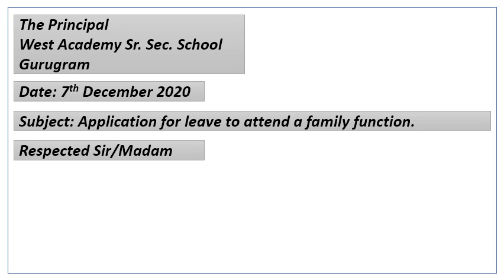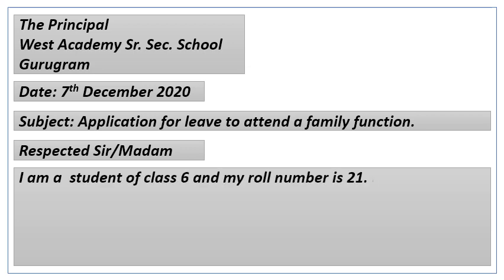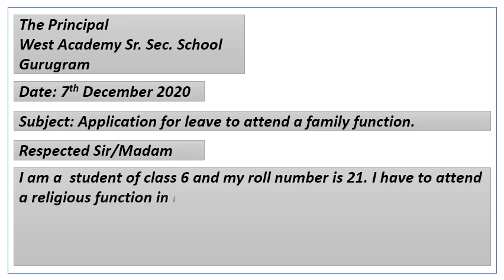After then, you have to leave one line and then you have to start writing the body of the letter. In this, you have to first of all give the reason for the letter, and in the next paragraph, the conclusion should be written. So let's see how to write. I am a student of class 6th and my roll number is 21. I have to attend a religious function in my native place.